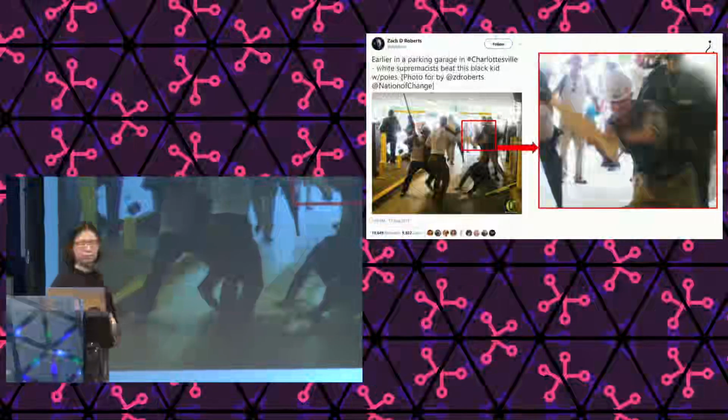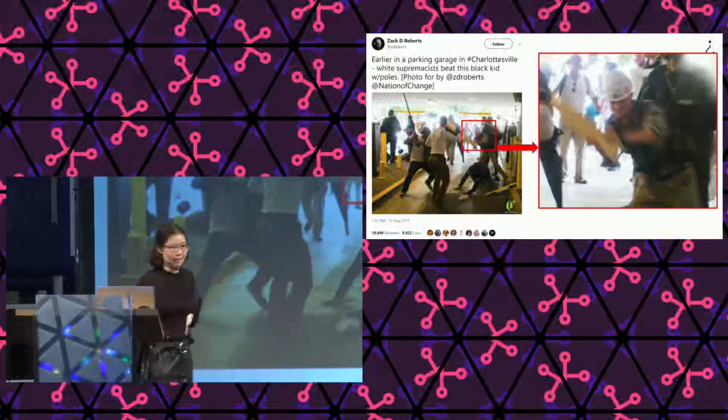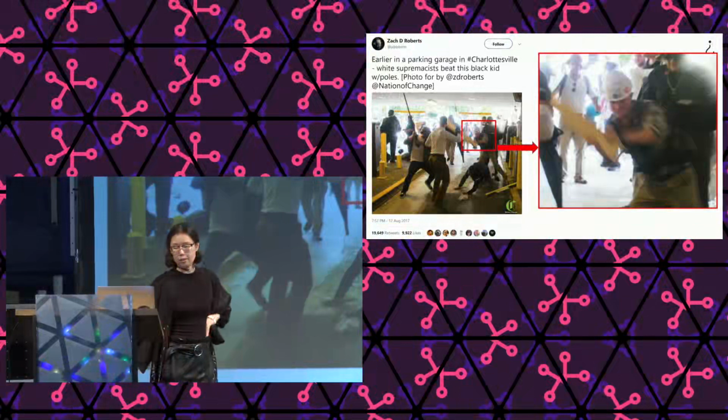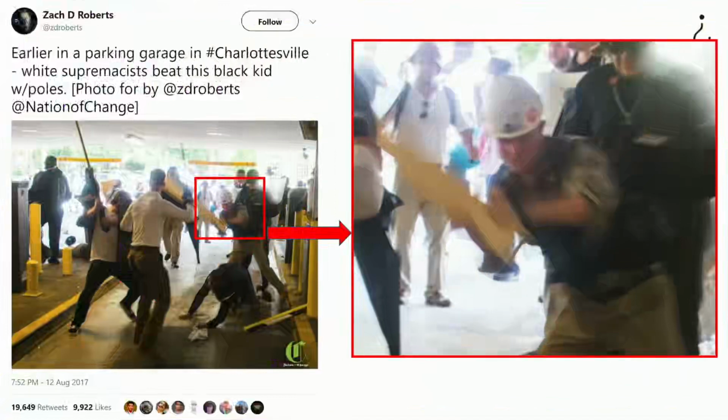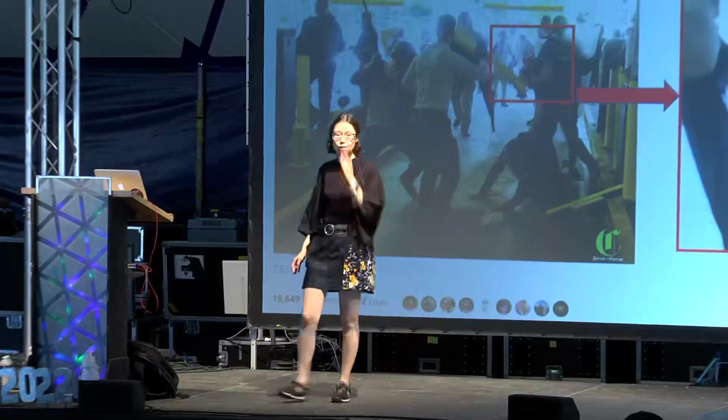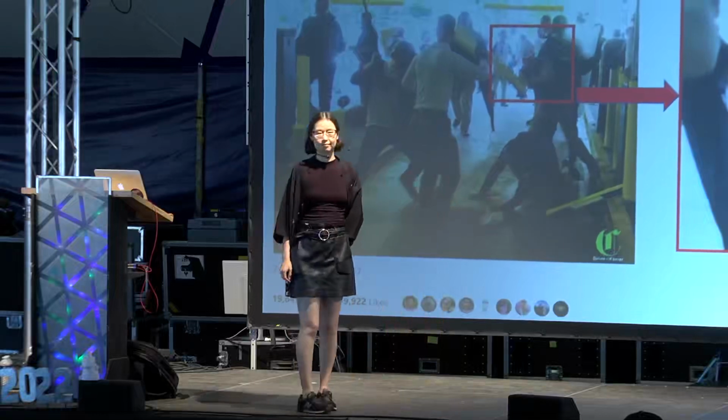So here's an example. 2017, the white supremacist protests in Charlottesville in the US. A photo gets posted saying that three white dudes beat up a black kid, and then this black kid ended up in a hospital with lots of injuries. And we wanted to find out who this person is, okay? So all we have is this one blurry picture, and we know that this is a Charlottesville event in August 2017. So how do you think we can find this person? What would be your first step?